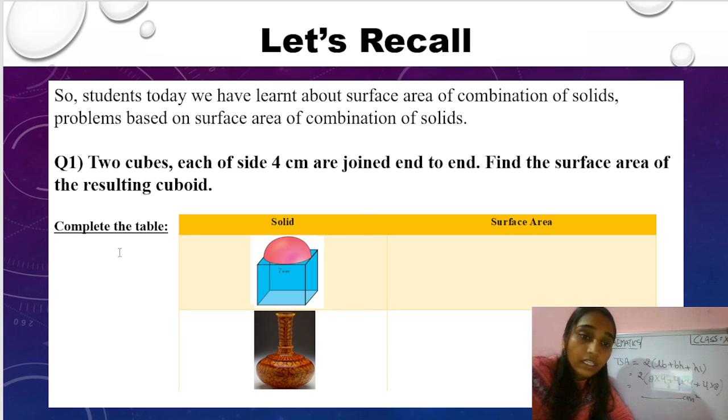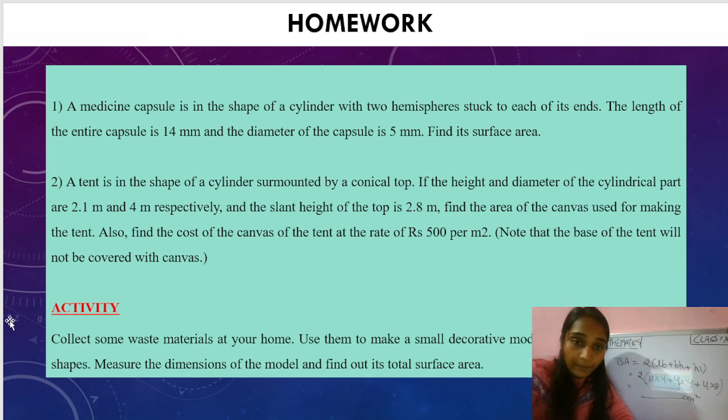Okay, so here also, complete the table: the surface areas of these two different solids will be what? So the first one will be, yes, the sum of the surface areas of this cube and this hemisphere. And for the second, yes, it will be the curved surface areas of this sphere and the cylindrical portion. We will add them and we will come to know. So very good students. Now the homework time.